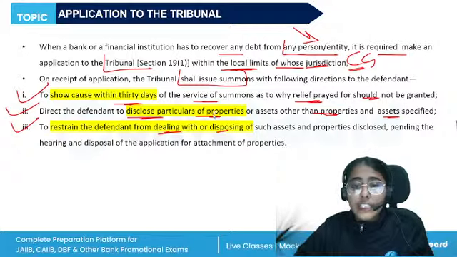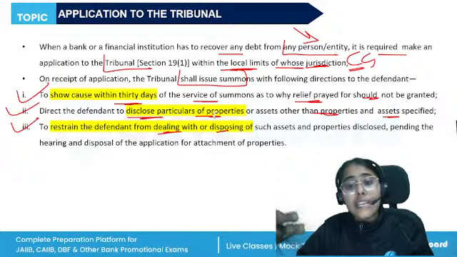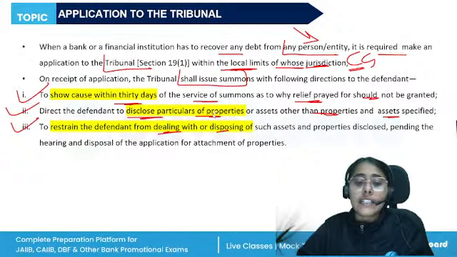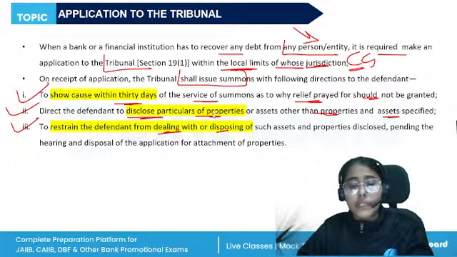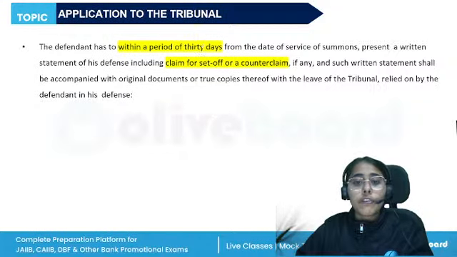The branch or any office of the bank or financial institution, the place where it is maintaining an account in which the debt claimed is outstanding, is going to decide the jurisdiction of the tribunal, right? And then the summons will be made. Also, the defendant can now not deal with the property under consideration. Then the next step will be within a period of 30 days.